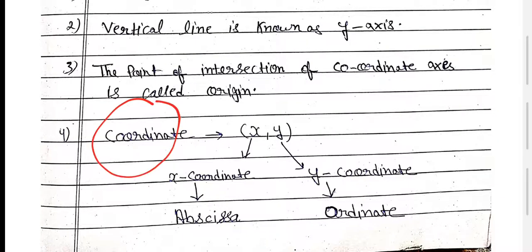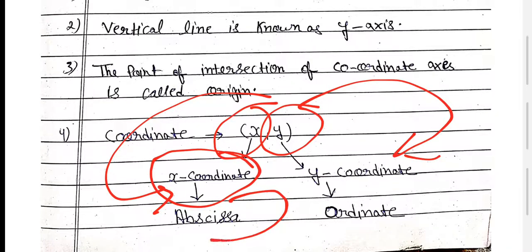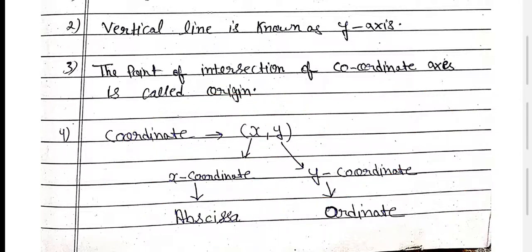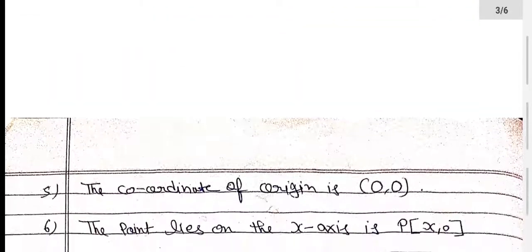So, a coordinate you have to write in the form of x comma y. X is known as the x coordinate, y is known as the y coordinate. Okay. The first one always represents the x coordinate and the second one always represents the y coordinate. The x coordinate is also known as abscissa and the y coordinate is also known as ordinate. So, the examiner can ask it as the x coordinate, or he or she can also ask it as the abscissa. So, the other name of the x coordinate is abscissa and the other name of the y coordinate is ordinate. So, you have to remember this also.